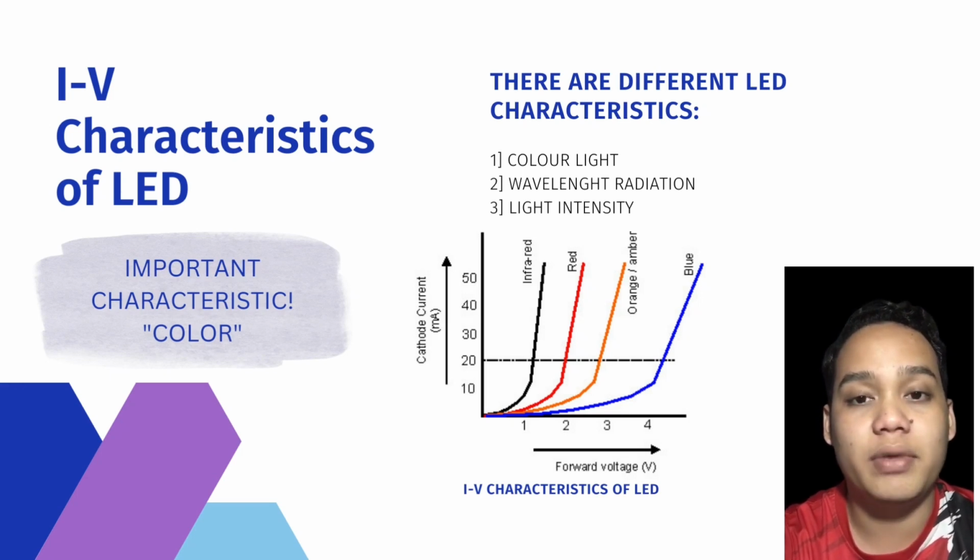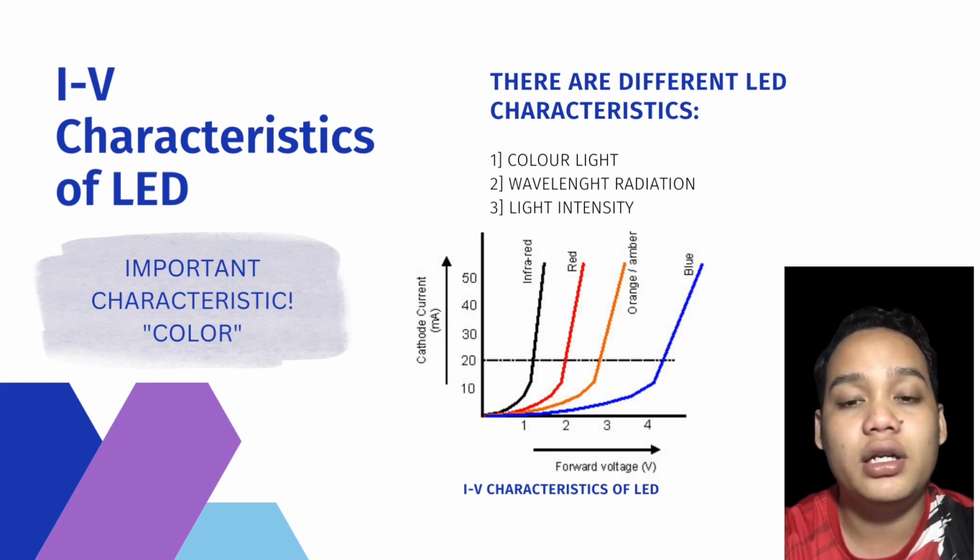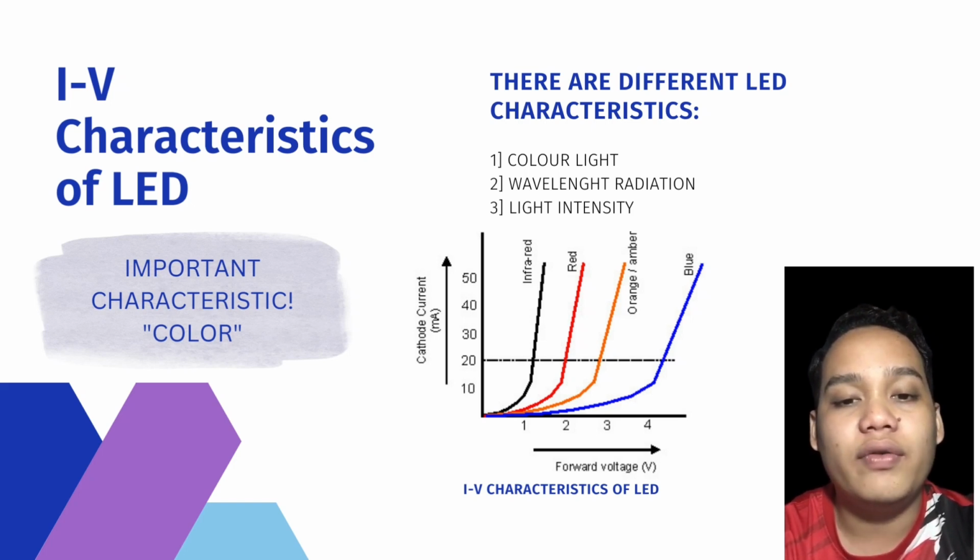Hi, my name is Siam Nicholas. I'm here to present you three points on LED, which are the characteristics, applications, and advantages of light-emitting diodes. The first point is the characteristics of light-emitting diodes. There are different types of LED available in the market, and their different characteristics include the color of light, wavelength of radiation, and light intensity.